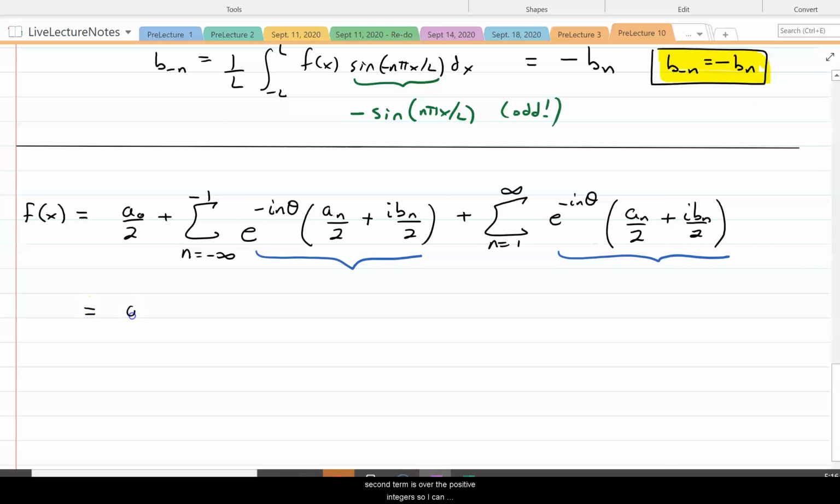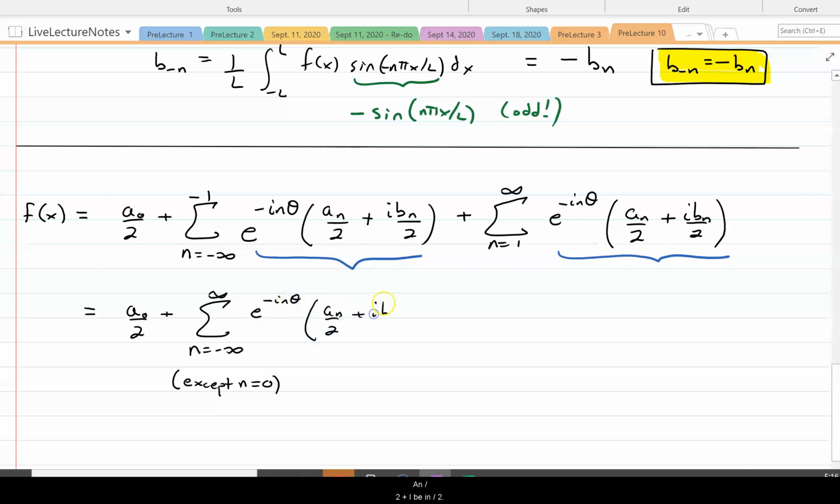So I can combine those into one term, a0 over 2, plus sum n equals minus infinity up to infinity, with a note that I'm ignoring the n equals 0 term, because see, this one goes from minus infinity to minus 1. The second one goes from 1 to infinity. There's no n equals 0 term in there. And then I have this, e to the minus I n theta, an over 2, plus I bn over 2.